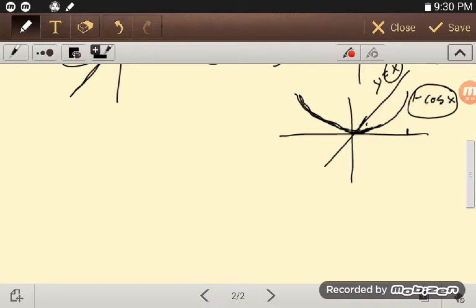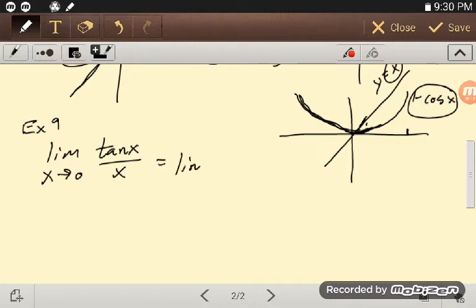There are a couple of examples they give. Okay, so this is example 9. They mention that the limit as x goes to 0, they want to look at tangent x over x. Well, here the idea is, I need a trig identity. So here's the limit as x goes to 0. Tangent is sine over cosine, so I get sine of x over cosine of x, times x, like that.